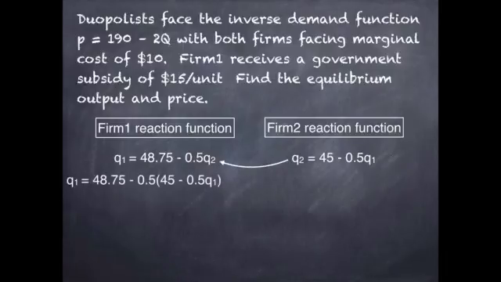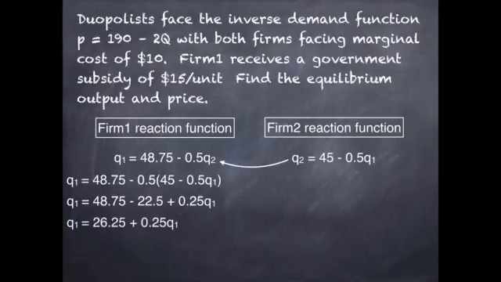And what we need to do is we can place the information from the reaction function of firm 2 into the reaction function of firm 1. So that gives us Q sub 1 is equal to 48.75 minus 0.5, and in brackets we have 45 minus 0.5 Q sub 1. We multiply that 0.5 through the brackets, which gives us Q1 equals 48.75 minus 22.5 plus 0.25 Q1.